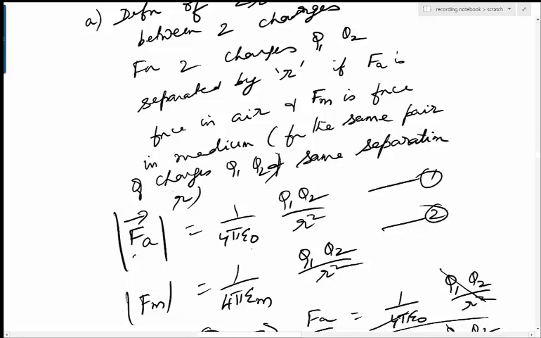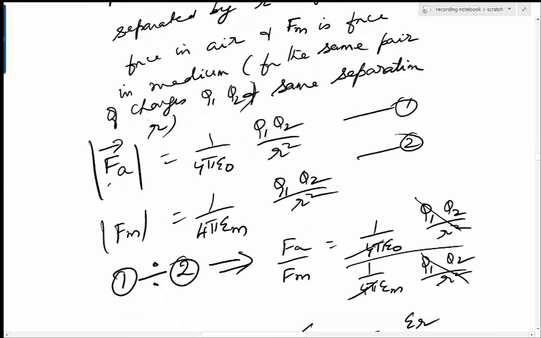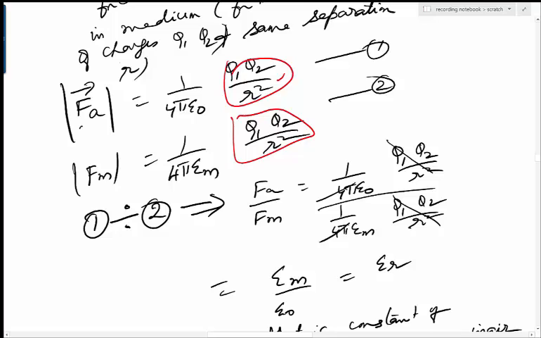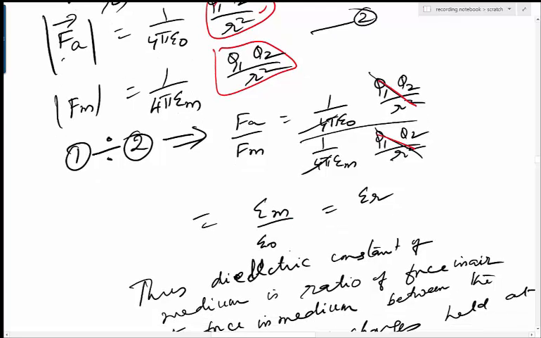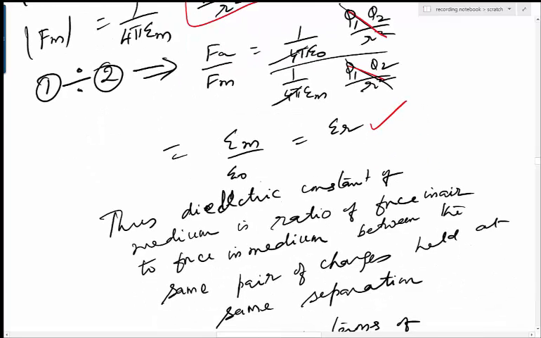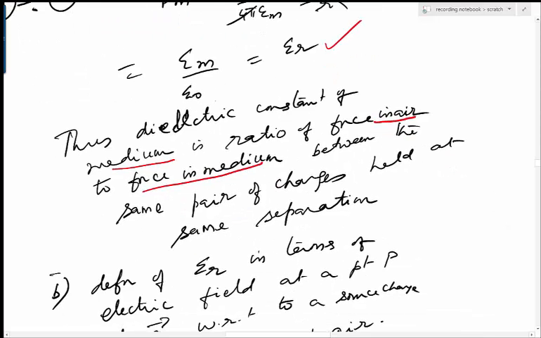Fa will be equal to 1 by 4 pi epsilon naught into Q1 Q2 by r squared, modulus of the force. Modulus of the force in the medium for the same two charges being present in the medium will be 1 by 4 pi epsilon m into Q1 Q2 by r squared. These both will remain the same in both the equations. So if you divide Fa by Fm, this will cancel, this will cancel, 4 pi will cancel, so this epsilon m will be pushed to the numerator, so it will be epsilon m by epsilon naught, which is epsilon r. Thus you can think of dielectric constant of a medium as the ratio of force in air to force in medium between the same pair of charges held at the same separation.